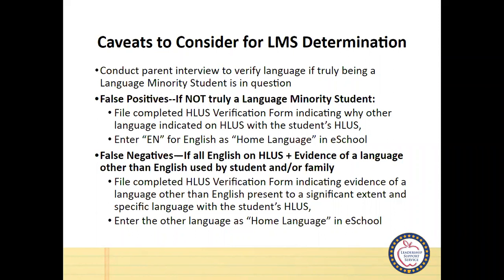Now, sometimes you'll get a false negative. That's if, for example, all the answers on the home language usage survey were English, but you also have evidence of a language other than English being used by the student and/or family. In those cases, you file a completed home language usage survey verification form indicating the evidence of the language other than English present to a significant extent and specify that language with the student's home language usage survey. Then you enter the other language as the student's home language in eSchool.